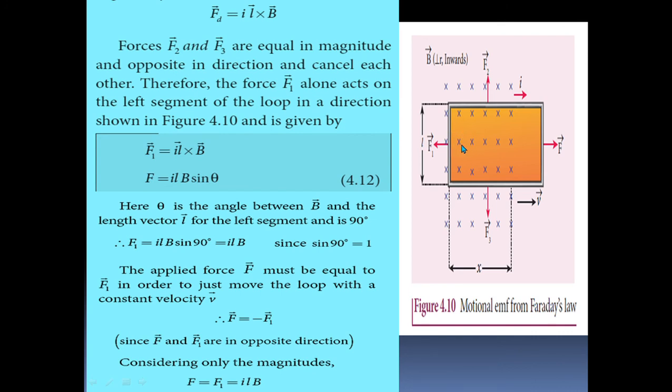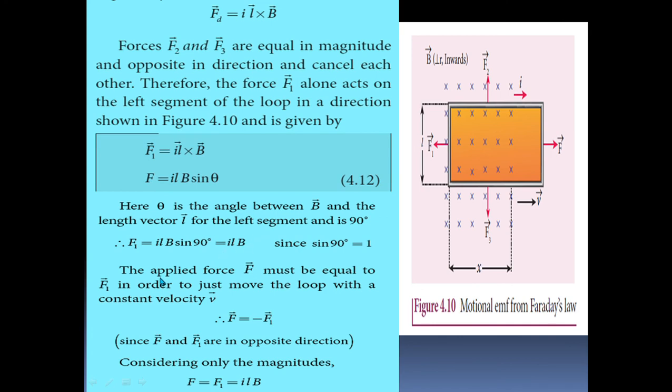So what is the formula for F1? F1 is nothing but IL vector cross B vector. So when we remove the vector notation, we can mention the direction: F is equal to ILB sin theta. Here the movement of the rectangular loop and the uniform magnetic field are perpendicular to each other. So the theta value is 90 degrees. Sin 90 degrees is nothing but 1. So the value of force F1 is equal to ILB.